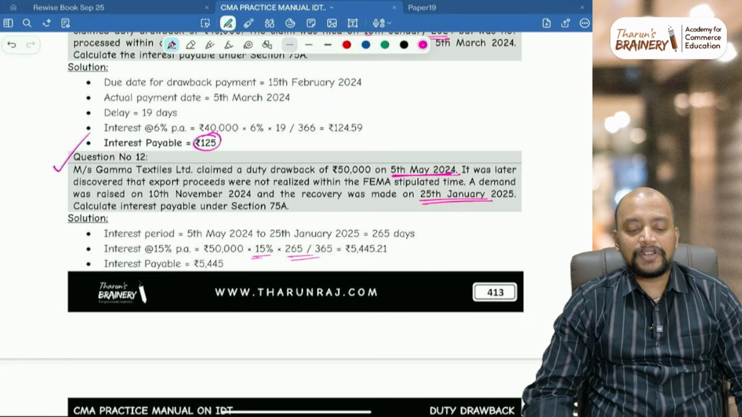In May, 31 minus 5, that is 26 days in May. June 30 days, July 31 days, August 31 days, September 30, October 31, November 30, December 31, January 25. That is 265 days. So 50,000 into 15% into 265 by 365. So this 5,445 will be the interest.